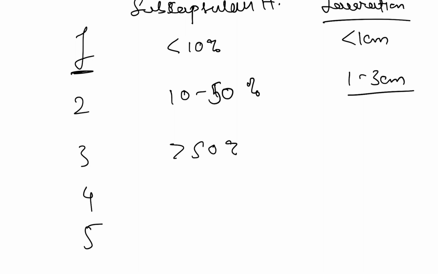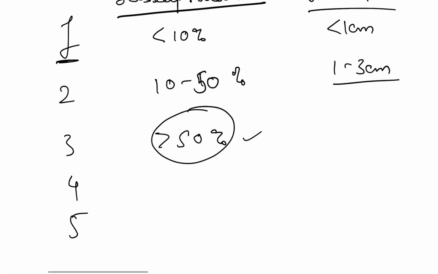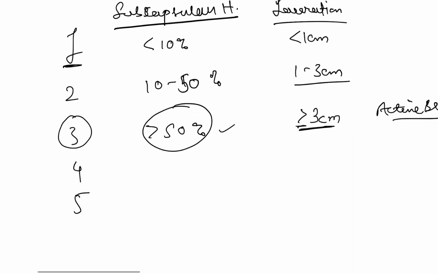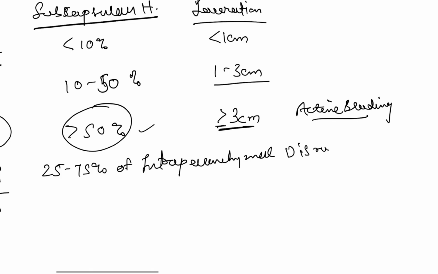If subcapsular hematoma involves more than 50 percentage, okay, or if laceration size is more than or equal to 3 centimeter, then you can call it grade 3. Or if there is active bleeding present, then also you can call it a grade 3. And in grade 4, there is 25 to 75 percentage of intraparenchymal disruption, okay, plus there can be bleeding also.